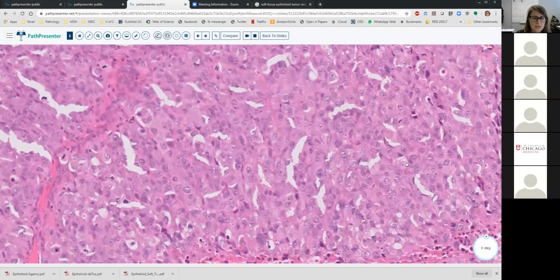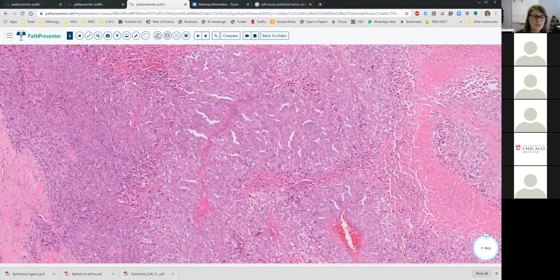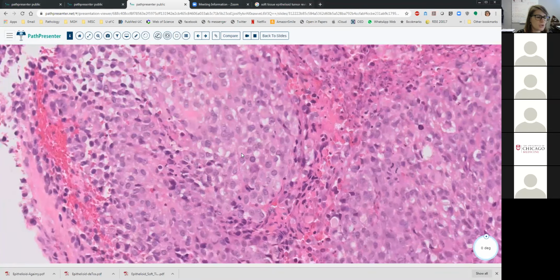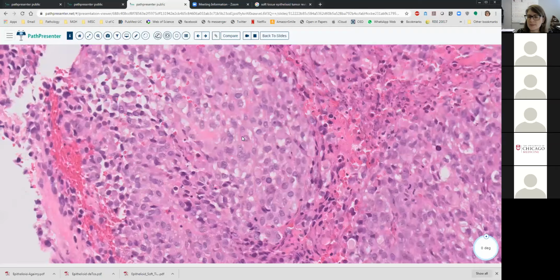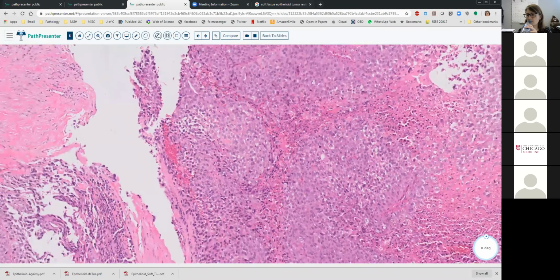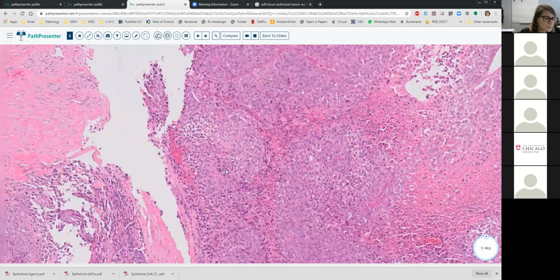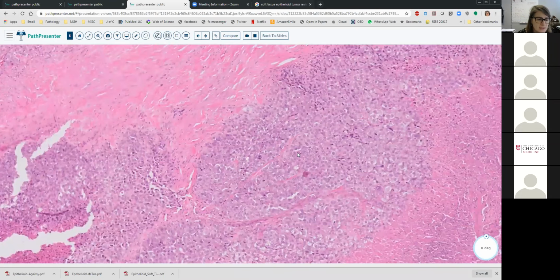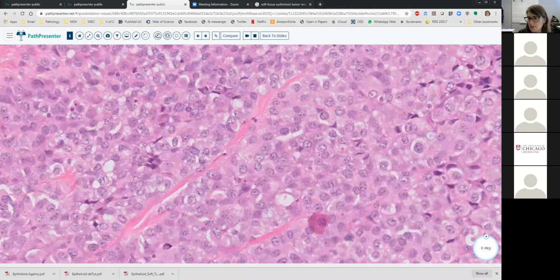I know you may have exhausted your options here, but does anybody want to think about what other lesions we have not really discussed yet? I'm giving you the answers. Right, so one of the lesions we haven't discussed yet is epithelioid malignant peripheral nerve sheath tumor. And so that's what this is.